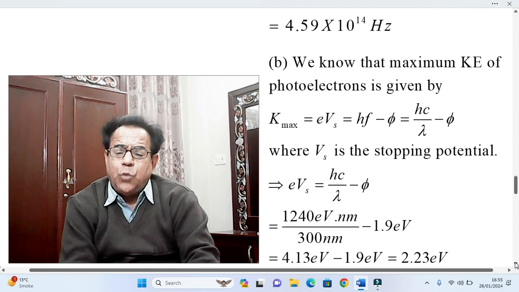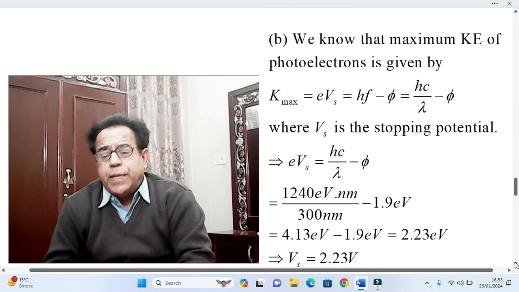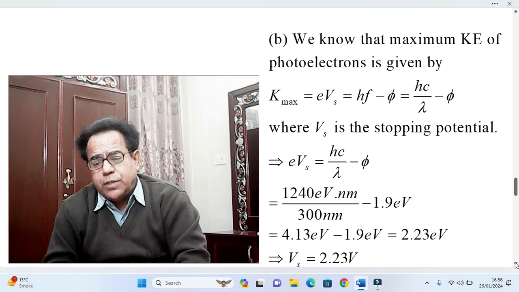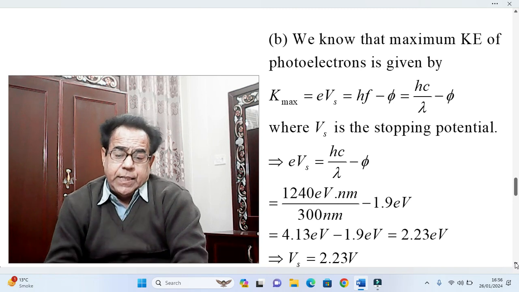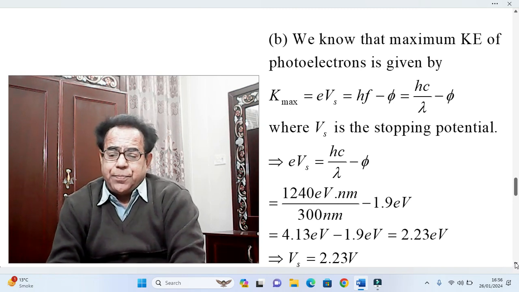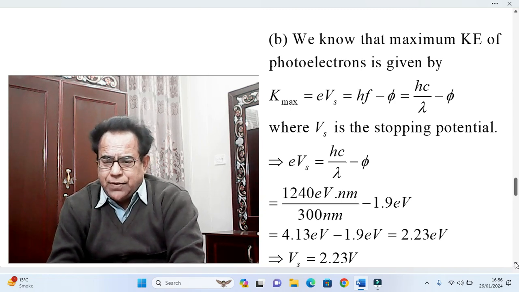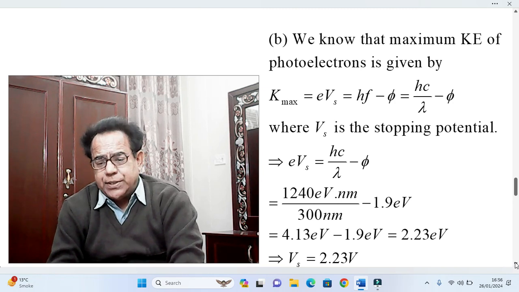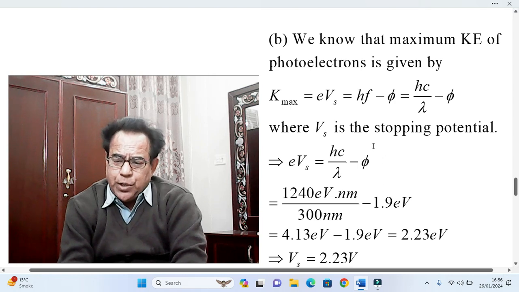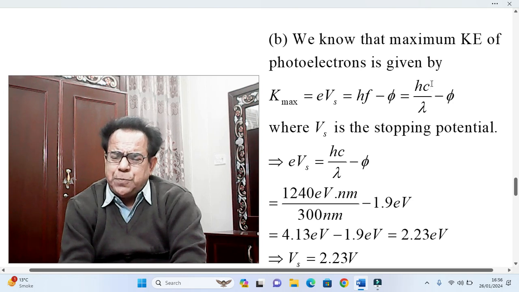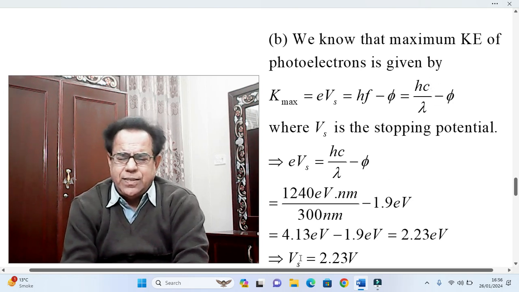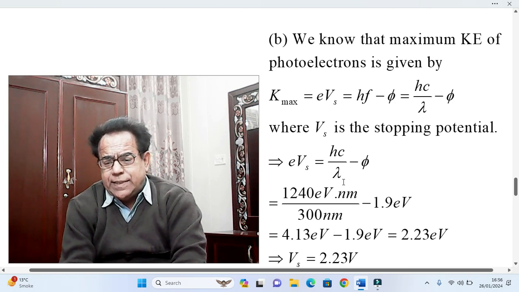Now we are coming towards part B. We know that the maximum kinetic energy of photoelectrons is given by E max equal to eVs equal to hf minus work function phi equal to hc over lambda minus phi, where Vs is the stopping potential, h is Planck's constant, f is the frequency, phi is the work function, c is the speed of light, and lambda is the wavelength. This implies that eVs is equal to hc over lambda minus phi.